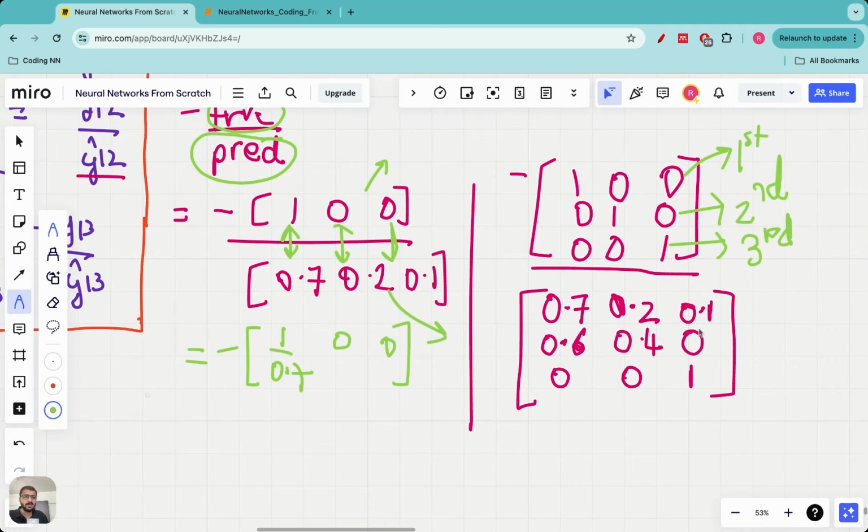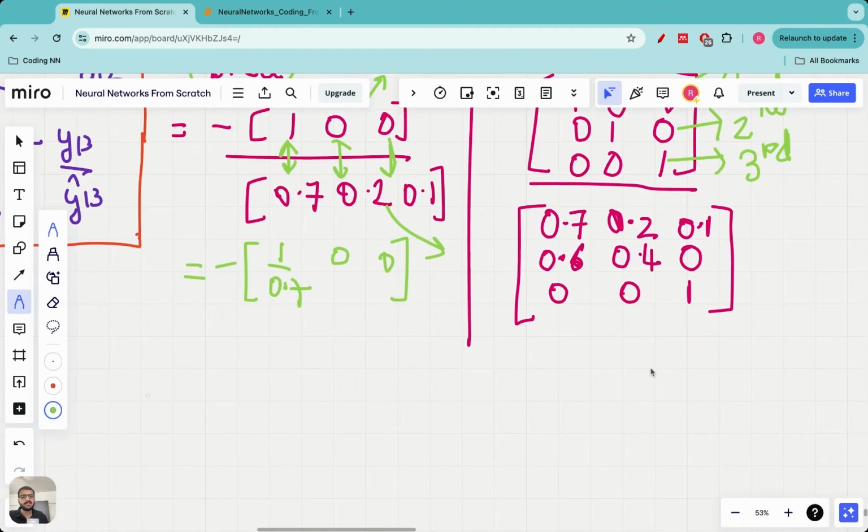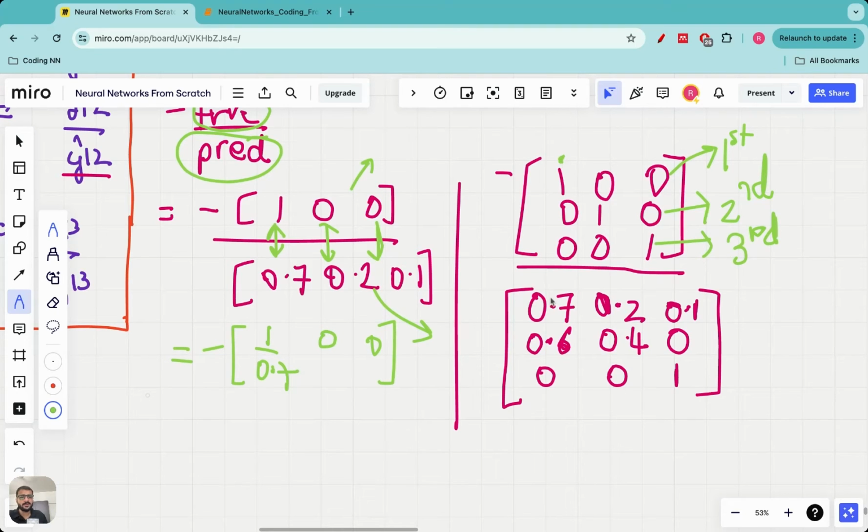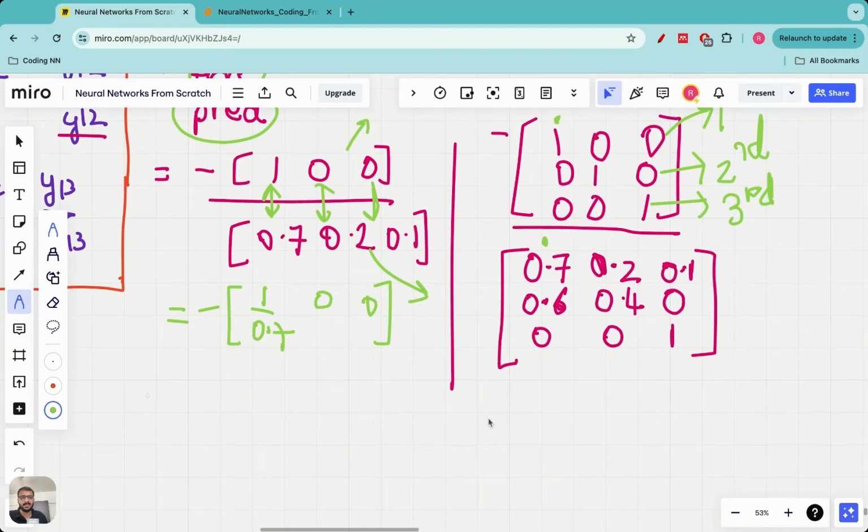So for the first input data, the prediction is 0.7, 0.2, 0.1. For the second input data, the prediction is 0.6, 0.4, 0. And for the third input data, the prediction is 0, 0, 1. So the result will be that we just divide the first row, first column of the numerator with the first row, first column of the denominator, etc.